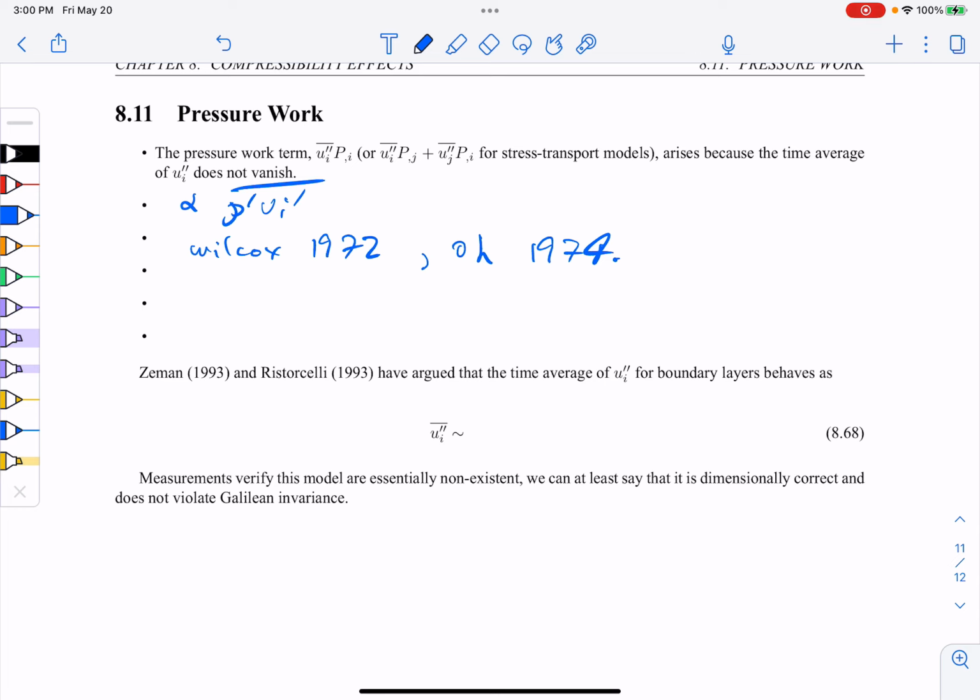Today, the most accepted way to model ui double prime in this term is by Zeman in 1993 and Ristorcelli in 1993, and they said that it should go as MT k over rho bar epsilon tau ij partial rho bar partial xj. And measurements actually show that this model is essentially non-existent, and we can try and say at least that it's dimensionally correct and does not violate Galilean invariance.